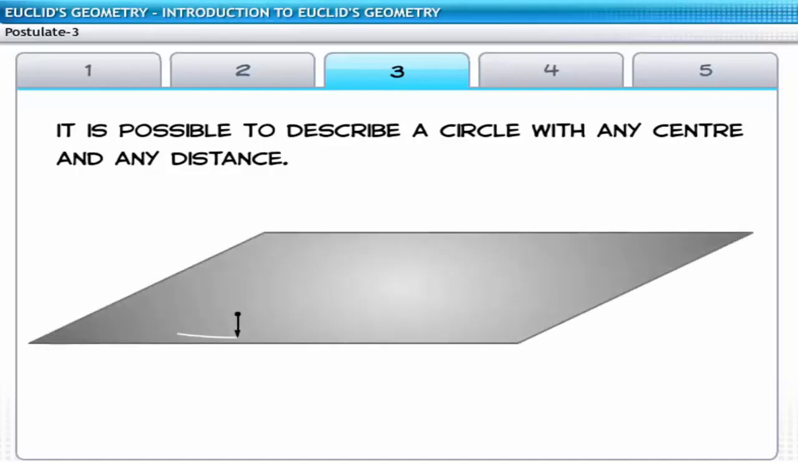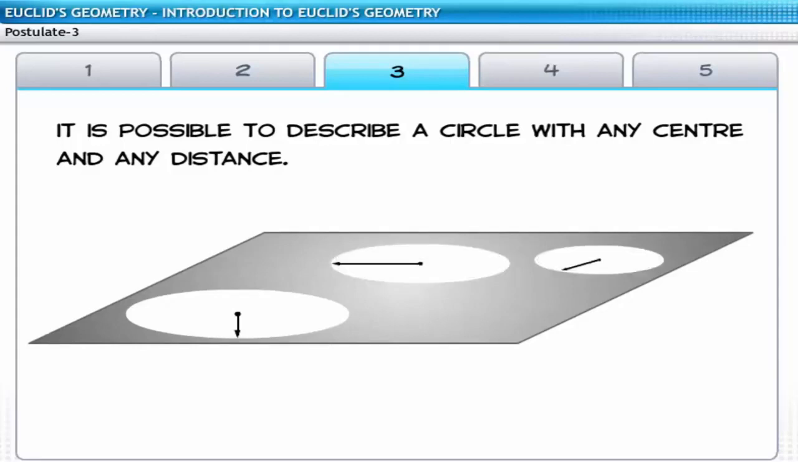Geometrically speaking, this postulate means that you can draw a circle starting with the center at any point on the plane and describe the circle with any radius.